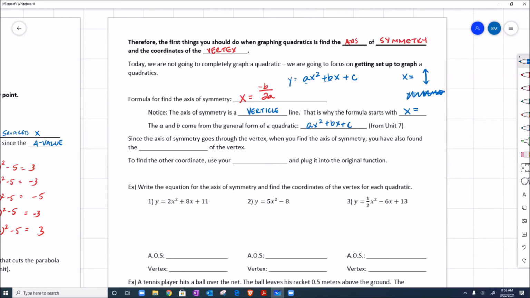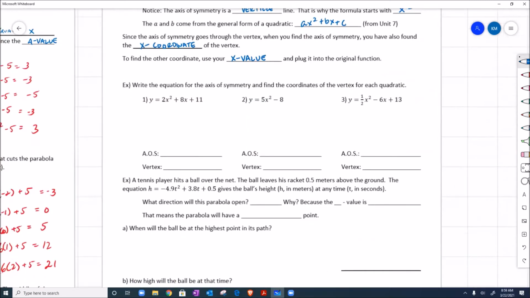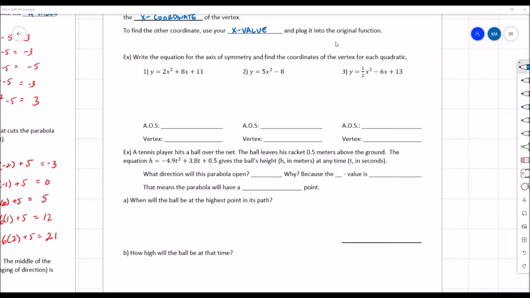I'll rewrite that here. Okay, since the axis of symmetry goes through the vertex, when you find the axis of symmetry, you have also found the x coordinate of the vertex. To find the other coordinate, use your x value and plug it into the original function. Okay, and we'll do that in this next section. So here it says write the equation for the axis of symmetry and find the coordinates of the vertex for each quadratic. So here's how we do it.